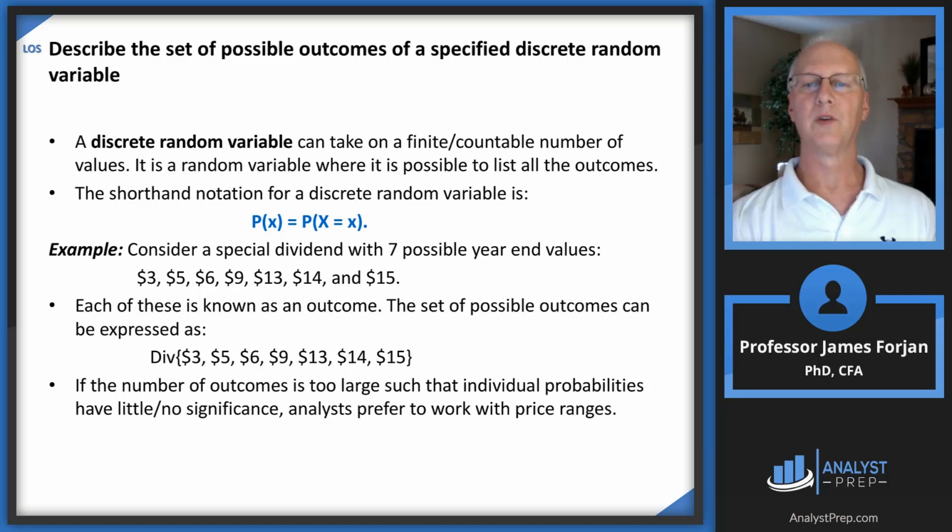Consider a special dividend, 7 possible year-end values. Now, this is a discrete random variable, and we've identified 7 possibilities: 3, 5, 6, 9, 13, 14, and 15, and each of those is known as an outcome. And the set of possible outcomes can be expressed just like it is right there. So the dividend, and then open the parentheses, and then put all of those specific dividends inside of the parentheses.